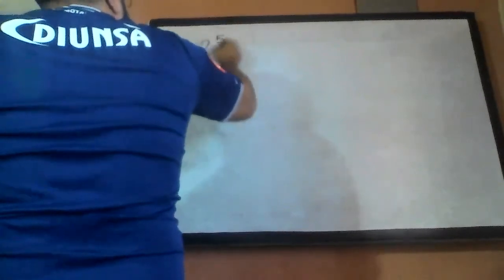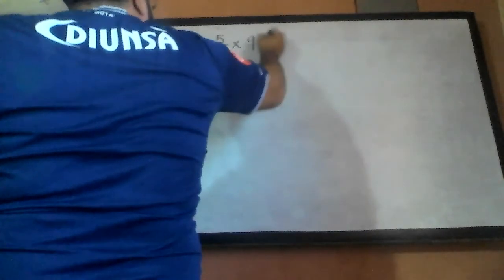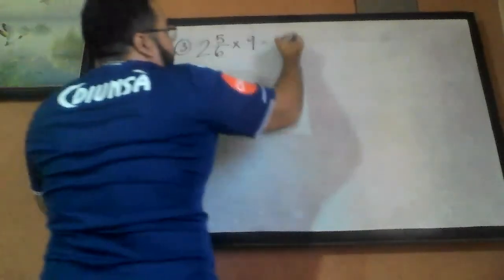I am going to erase everything. This is exercise number 3. It is 2 5/6 times 9. That is exercise number 3. Okay. Let's convert this to an improper fraction.